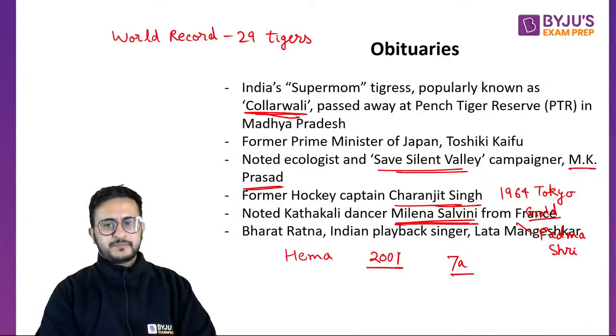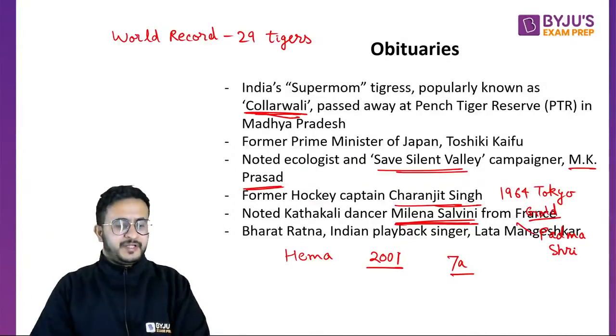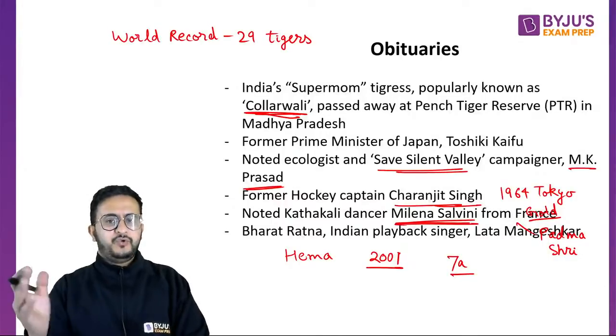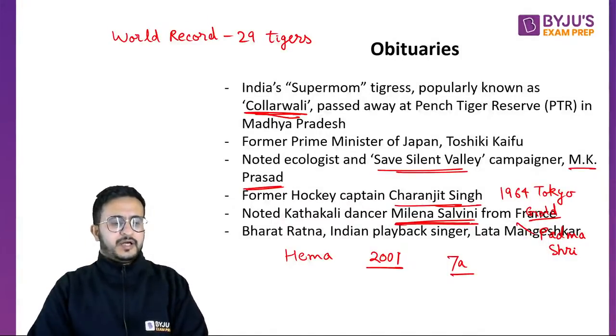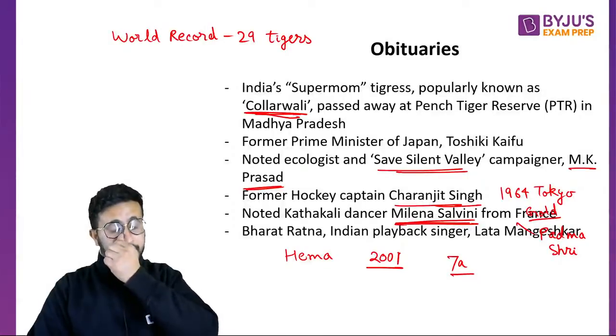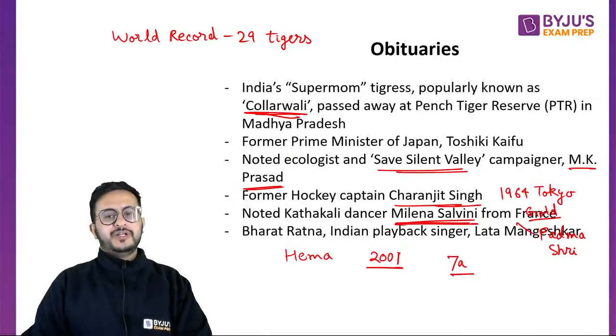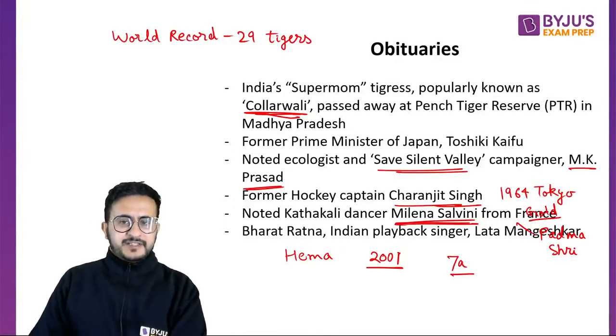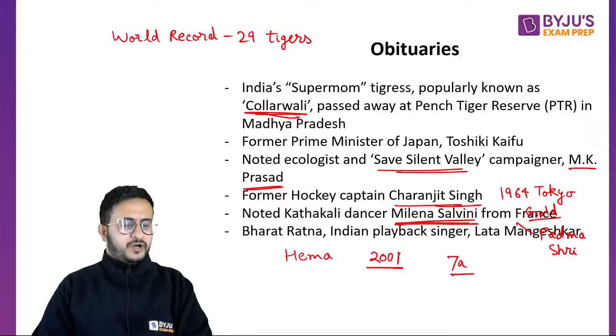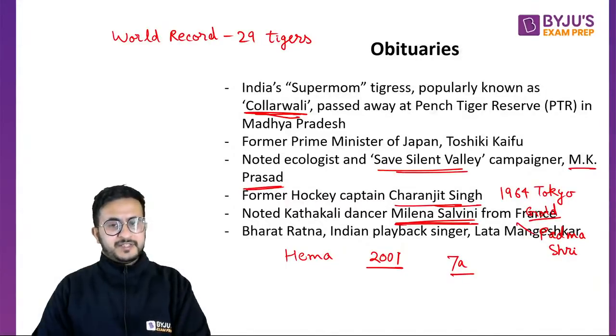Okay, and you must have seen that she was draped in tricolor. The reason is the same, right? Because these Bharat Ratna holders are ranked very high in the Indian order of precedence. So she passed away recently. Now we have just three Bharat Ratna holders who are still alive. One is Sachin Tendulkar, one is CNR Rao, and third is Amartya Sen. Okay.